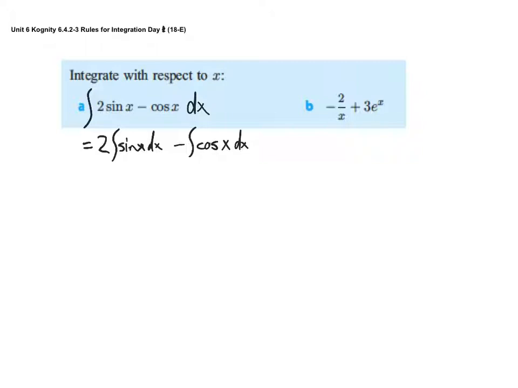Now we're down to the point where these are rules that we just saw. What's the integral of sine? Minus cosine. So that's going to be minus 2 cosine x minus, what's the integral of cosine? Sine. So minus sine of x plus c. Don't forget the plus c.